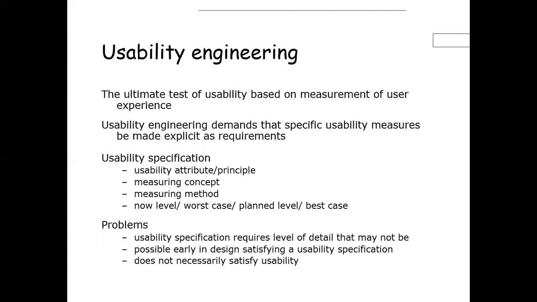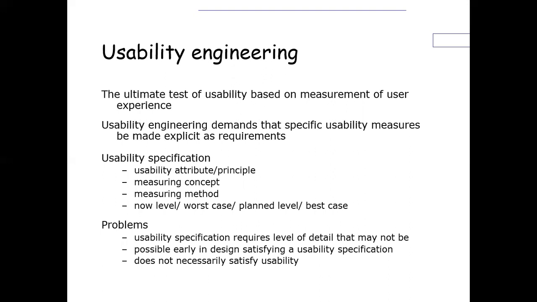And next we'll talk about usability engineering. The ultimate test of usability is actually based on the measurement of user experience. Based on their user experience, they have given the usability test. And next, usability engineering demands that specific usability measures be made explicit as requirements, and it requires some usability specifications.